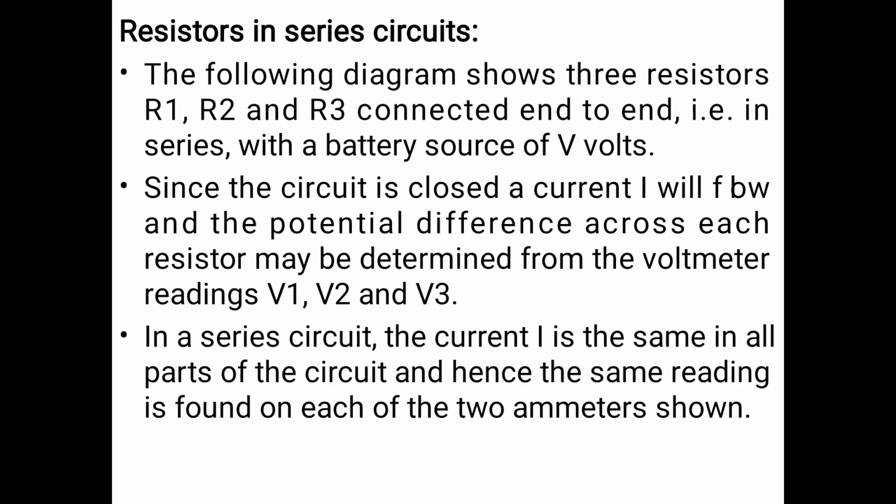Resistors in series circuit. The following diagram shows three resistors R1, R2 and R3 connected end to end, that is in series, with a battery source of V volts. Since the circuit is closed, a current I will flow and the potential difference across each resistor may be determined from the voltmeter readings V1, V2 and V3. In a series circuit, the current I is the same in all parts of the circuit and hence the same reading is found on each of the two ammeters that are connected.